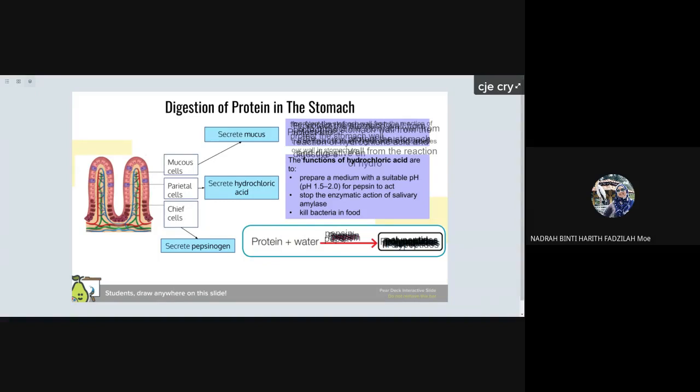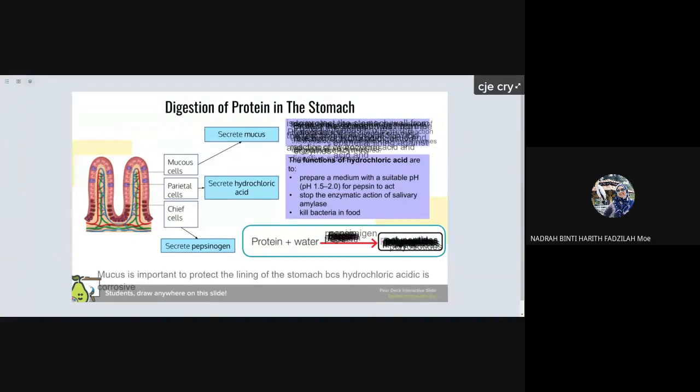Kita dah belajar dulu bila kita belajar factors affecting enzyme reaction. For pepsin, the optimum pH is acidic condition. And then at the same time, it stops the reaction of salivary amylase sebab salivary amylase requires almost neutral and alkaline condition to work. And at the same time, a very low pH will kill the bacteria in the bolus atau in the food.